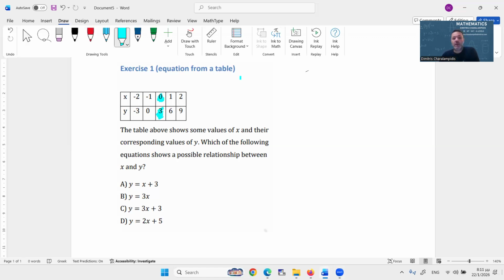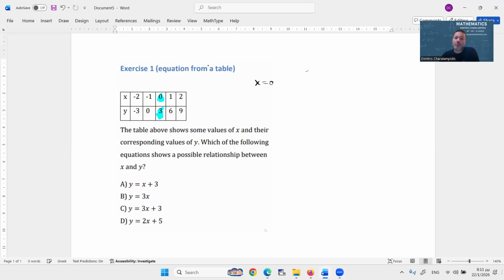So here I can see that when x is 0, y should be 3. Let me go to A. 0 plus 3 is 3, could be A. However, I have to reject B directly because when x is 0, y should be 3 times 0, which is 0 and not 3.